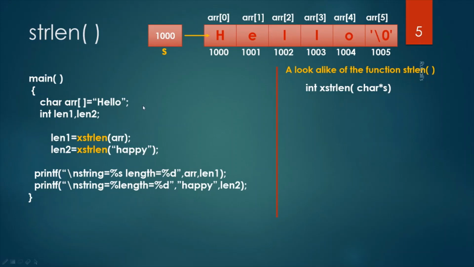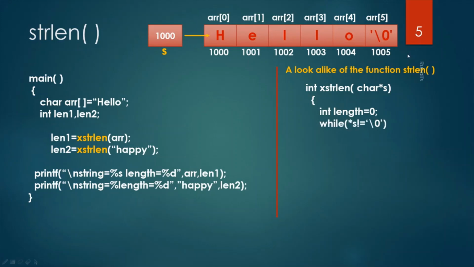Now what will be the return type? It returns the length of a string. Length of a string is an integer value. So the return type is an integer. Now how can you write it? I initialize one counter, length, with the value 0. It is an integer variable. Now I start one while loop: while *s is not equal to '\0'.